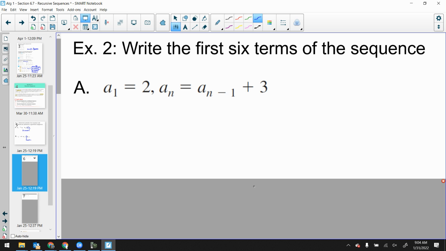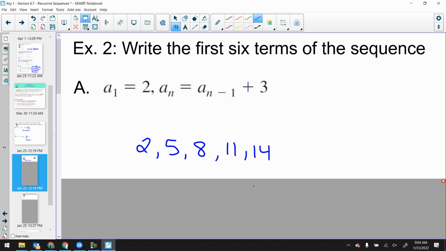All right, first 6 terms. Well, what's my first term? 2. I don't even need to read the rule to tell me that this is a 2. Okay, what's my next term then? Henry? It would be 5. It would be 5 because what is the rule telling you to do? Add 3 to it. Oh, okay, that's really simple. And then what? 8.